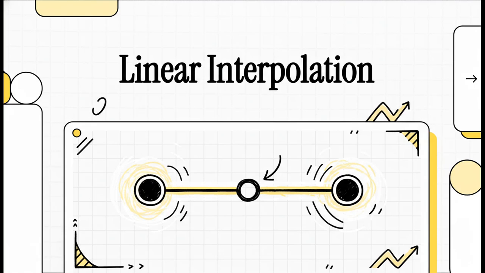Okay, we've all been there, right? Staring at a data table, maybe for engineering or science or finance, and the exact value you need just isn't there. Well, today we're going to talk about a super simple but incredibly powerful tool to solve that exact problem. It's called linear interpolation.